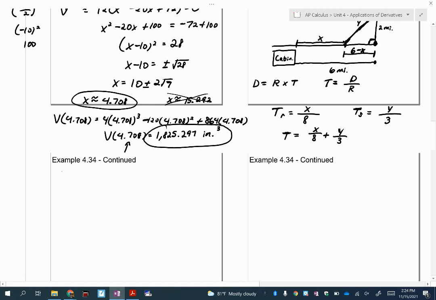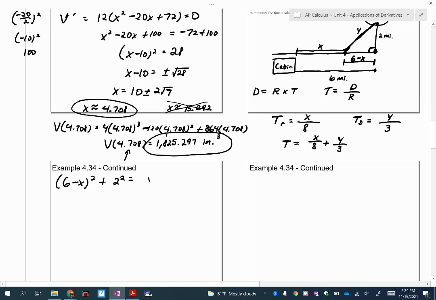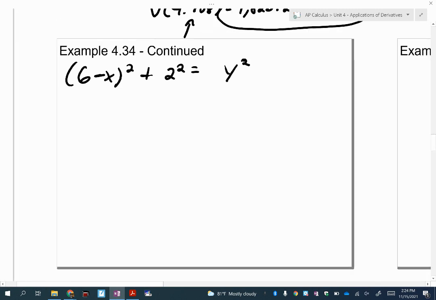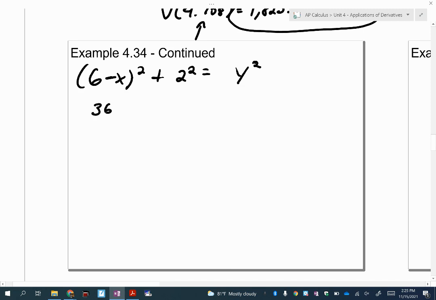So I'm going to have (6 minus x) squared plus 2 squared equals y squared. All right. So I'm going to go ahead and do a little bit of work here. I have 6 squared, which is 36. Multiply 6 times negative x and double it to get negative 12x. And then that's going to be plus x squared. Okay, and then that's going to be plus 4 equals y squared. All right, go ahead and add some like terms here. So x squared minus 12x plus 40 equals y squared.